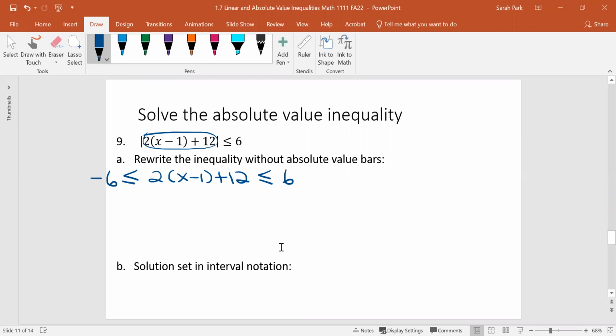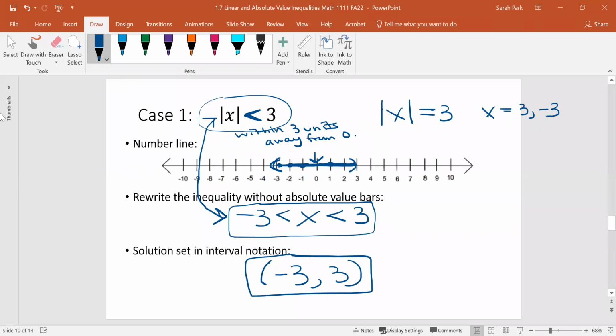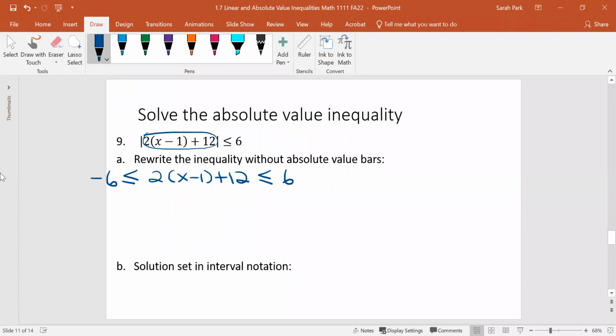And again, if you're not sure how we did that, we're using this reasoning. If it's inside the absolute value bar, less than 3, the x comes out and it's squeezed in between the -3 and the 3. Same idea: the expression inside the absolute value comes out and it's squeezed in between -6 and 6. And now we would solve it like a compound inequality.